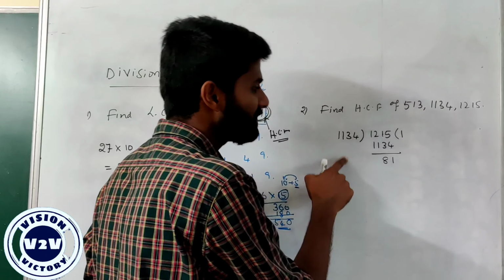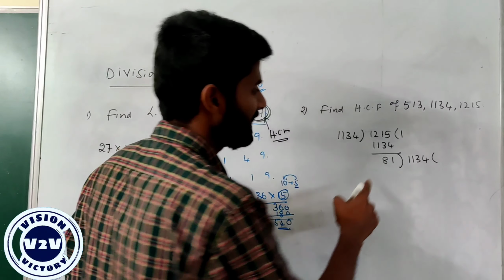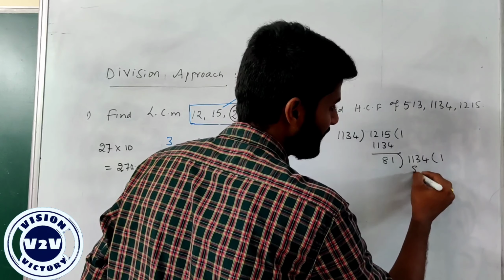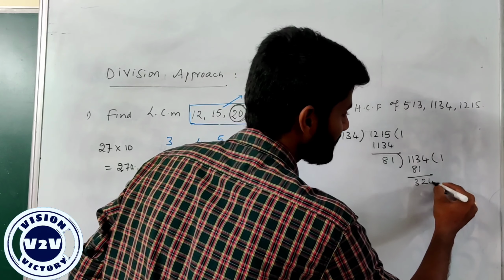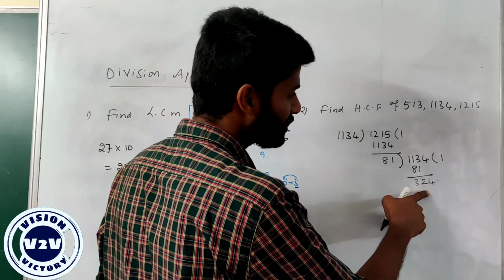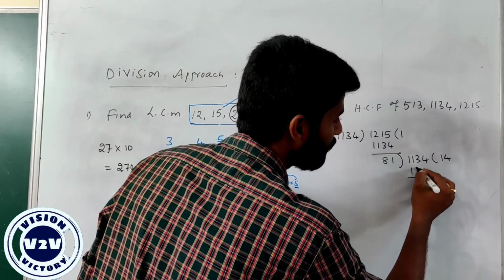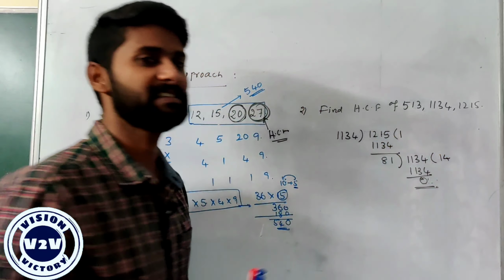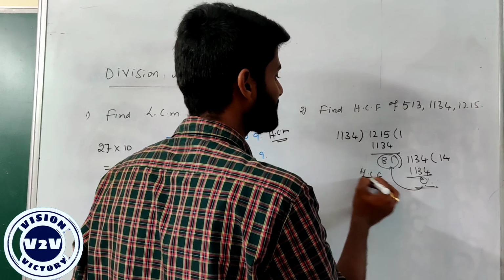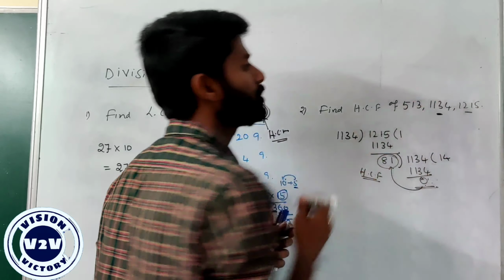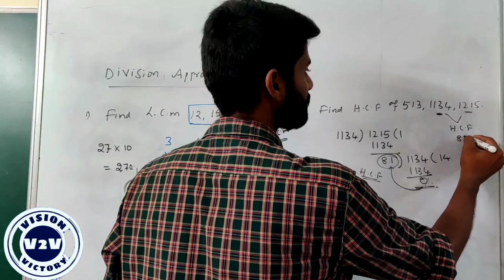Now the remainder becomes the divisor and the divisor becomes the dividend. So 81 ones are 81. If you subtract these values, 3 minus 1 is 2, 11 minus 8 is 3, so 324. Clear? Again see, 324 is exactly 4 times 81. So 81 fours are exactly 324, and we get the resultant 0. If we get 0 as the resultant, the previous number is the highest common factor. So the highest common factor of these two numbers is equal to 81.